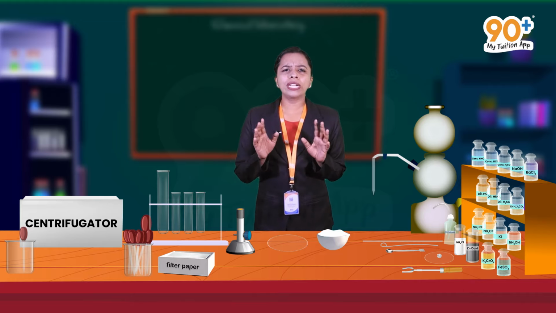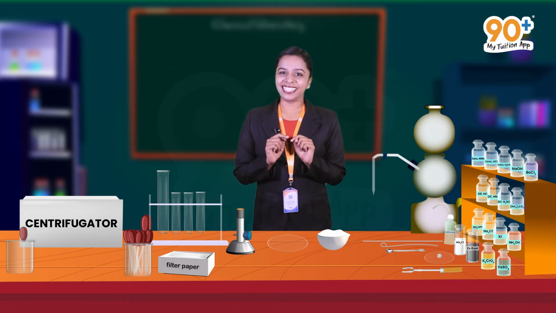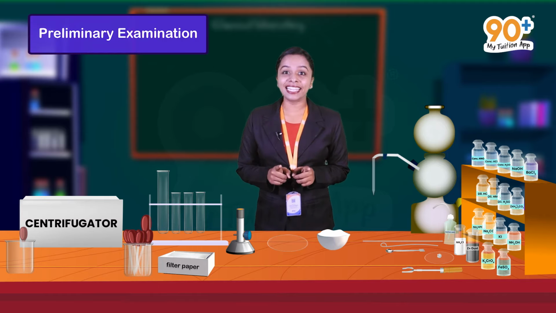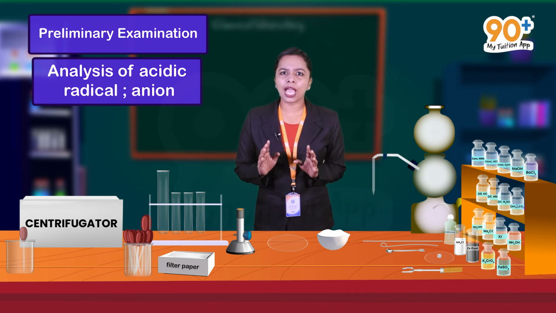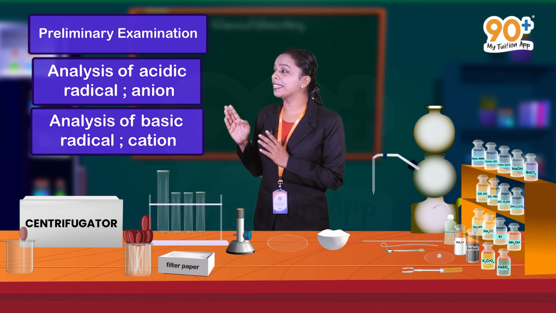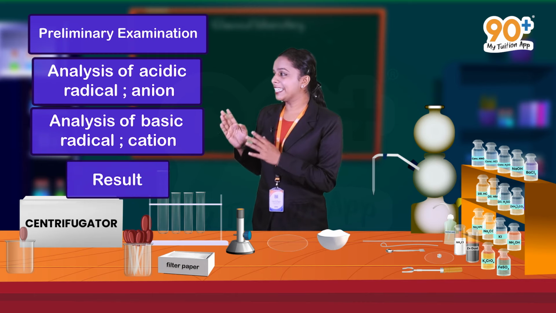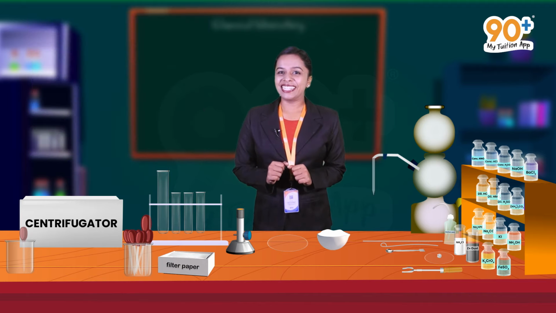As we know, for conducting an experiment, we must follow some steps, right? Yes. Let's see what are they. So the first step is preliminary examination. And the second step is analysis of acidic radical, that is anion. And the third step is analysis of basic radical, that is cation. And the final step is result. So these are the steps we need to follow. Friends, let's start our experiment.